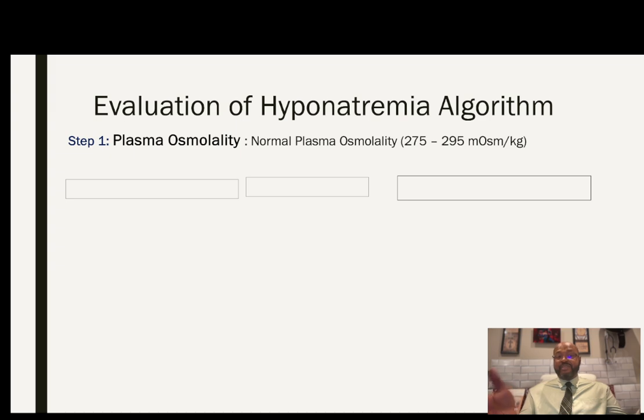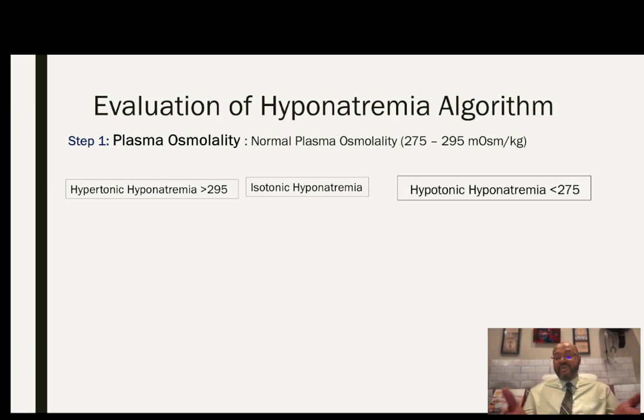So let's look at the algorithm in evaluating hyponatremia. So the first step is, what's the plasma osmolarity? Normal plasma osmolarity is 275 to 295 milliosmol per kilogram. And so you want to be able to triage your hyponatremia cases into hypertonic hyponatremia when it's more than 295 osmolarity, isotonic hyponatremia when it's within normal, and the hypotonic hyponatremia when it's less than 275, which, by the way, is where most of your cases of hyponatremia would belong.